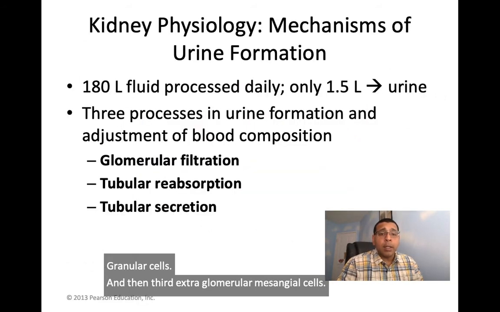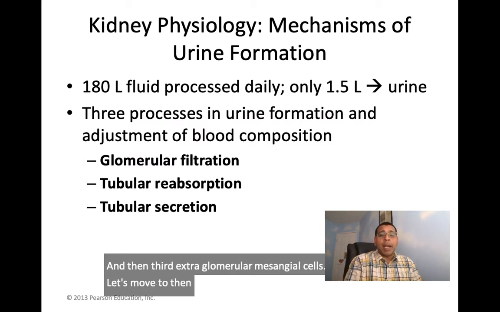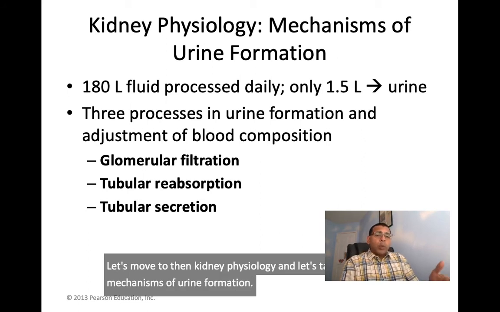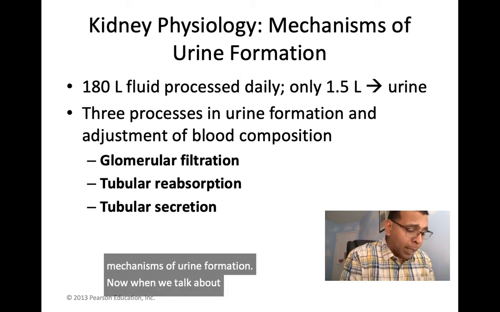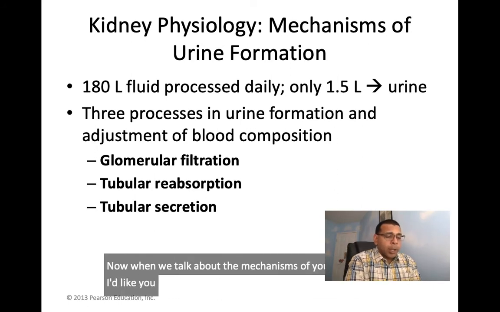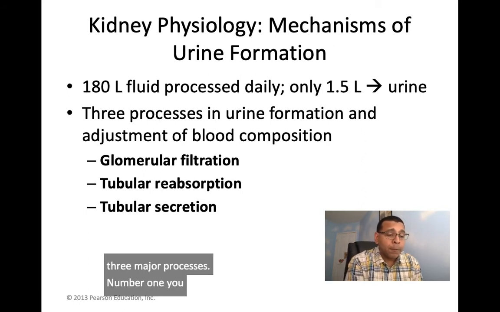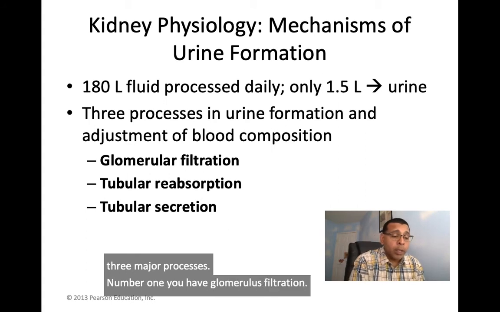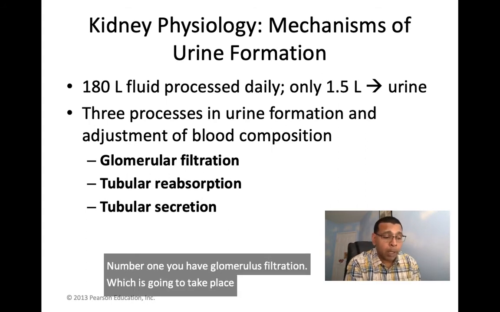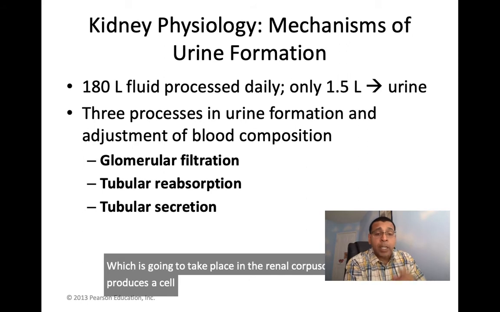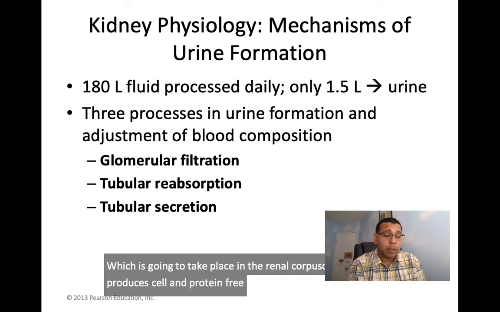Let's move to then kidney physiology, and let's talk about the mechanisms of urine formation. Now, I'd like you to know urine formation involves 3 major processes. Number 1, you have glomerular filtration, which is going to take place in the renal corpuscle, and it produces a cell and protein-free filtrate. That's very important.